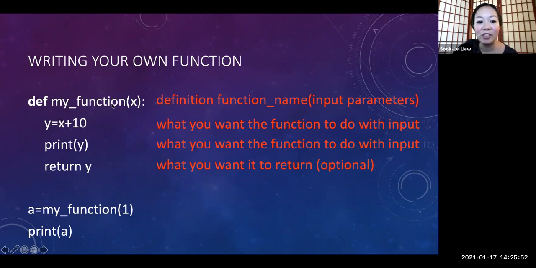In this case, my function takes a variable x that you give it and adds 10. Then it prints that new value of whatever it was plus 10, and then it will return that value. For instance, after I define this function, I can say a equals my function and give it the value of 1. It will go in here and say y equals 1 plus 10, print y, which is 11, and then return the value of 11. Because I set a to the output of that function, a also equals 11. So if I do print a, it should give me 11. All right.